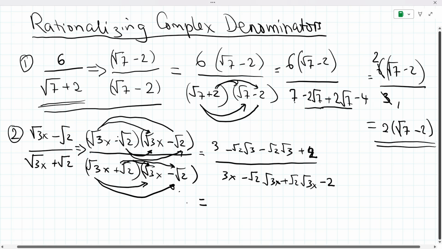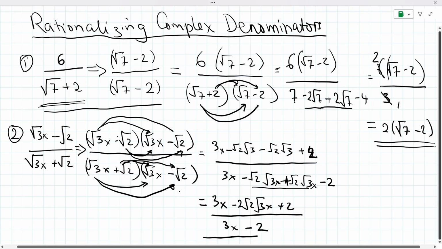So the top will be 3x minus 2 root 2 3x plus 2. This should have been 2x here. And then all this is divided by 3x. Now minus root 2 root 3 plus root 2 root 3 will cancel out. And we have just minus 2 here. And that becomes our final answer.